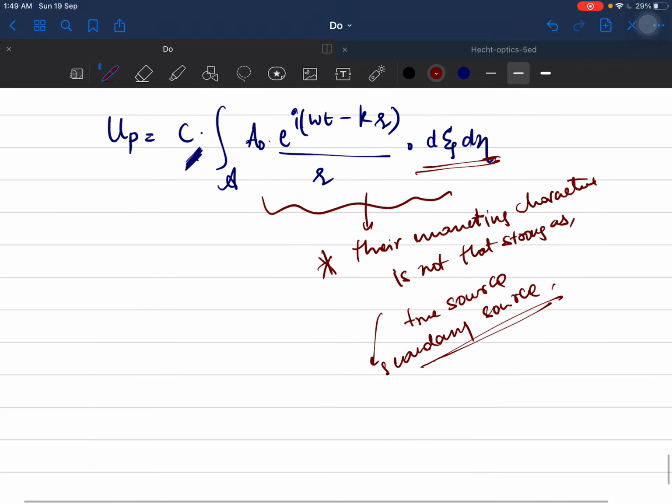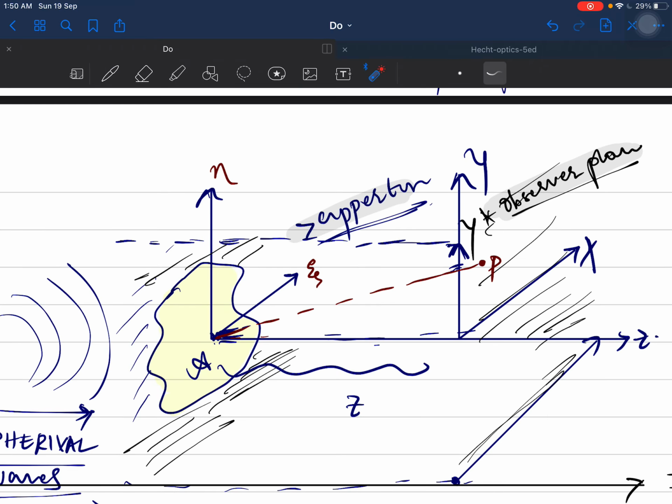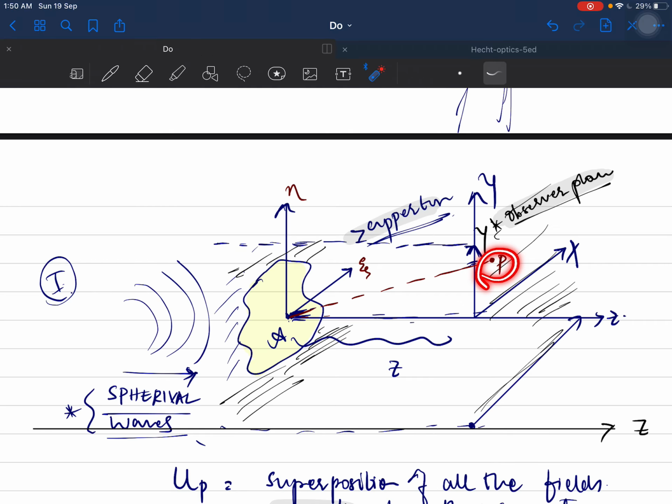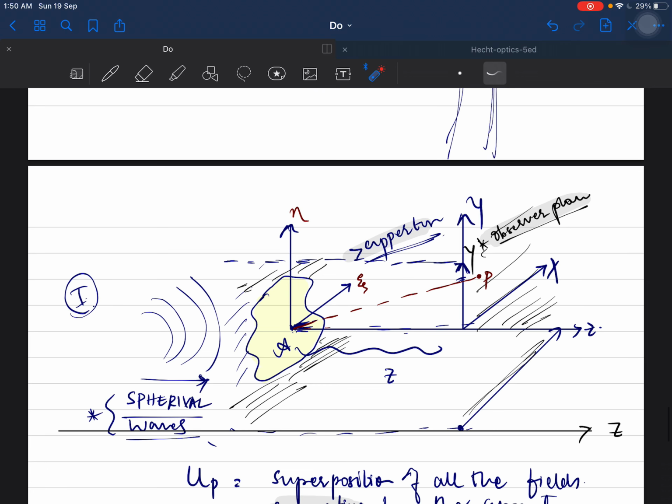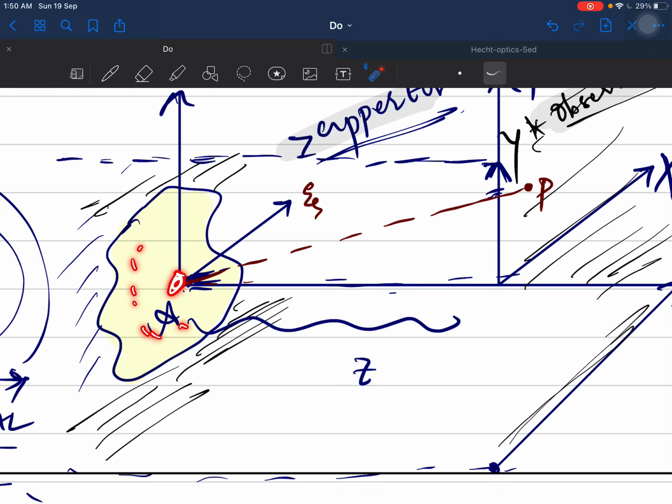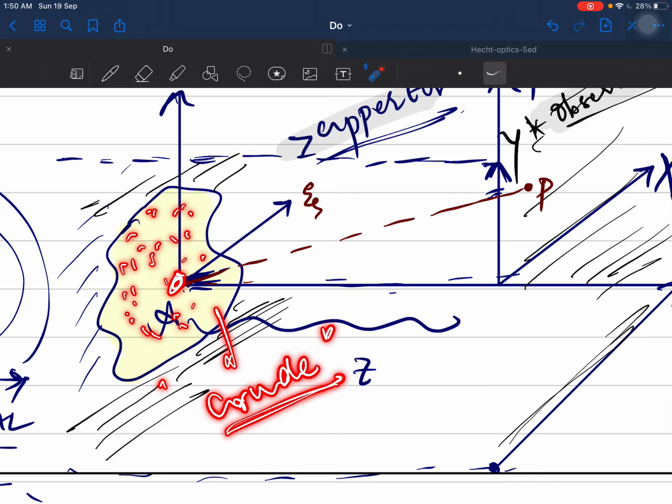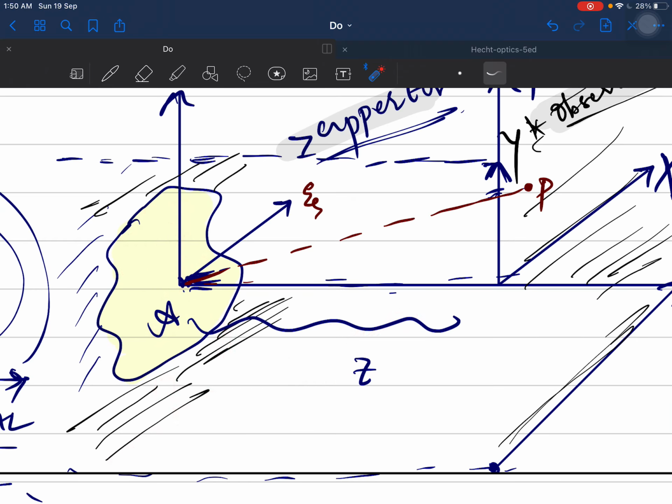So you basically know that at P it's the superposition of all the apertures, all the many apertures. There's no single aperture actually. There are many dots. This is very crude. Of course, this is the most basic diffraction. Of course, it will be crude. Okay. True source. Okay.